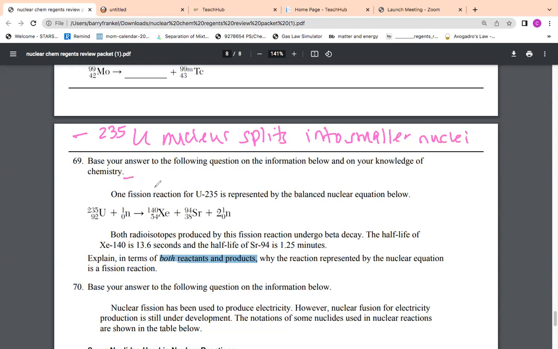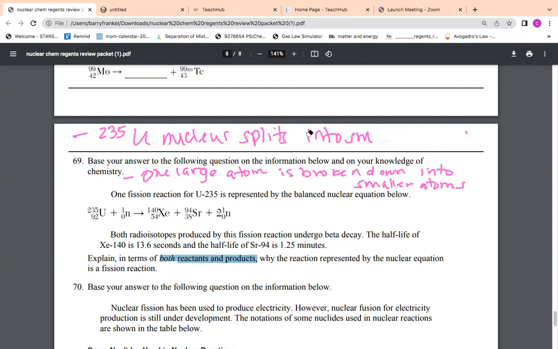Another thing that you can possibly say is that one large atom, and when we say this, we're talking about the reactants, is broken down into smaller atoms. And this is also acceptable. So you take one heavy thing and you break it down into smaller atoms. Either of these would be appropriate answers for this question.